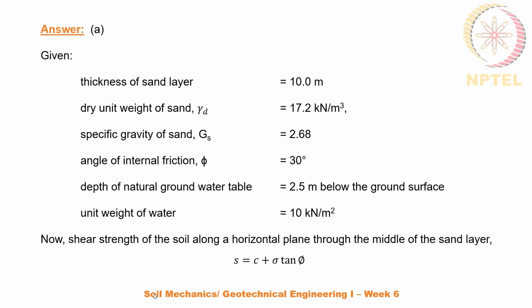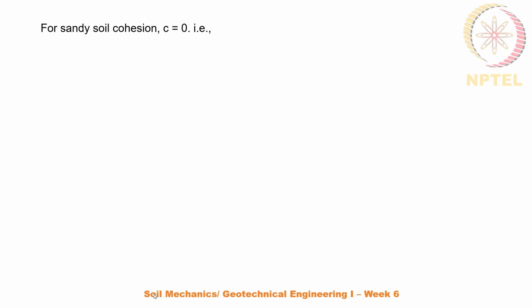So, considering the equation for shear strength as in the previous problems, we have S is equal to C plus sigma tan phi. Since this is sandy soil, cohesion C will be 0. We need to determine sigma. Phi is given as 30 degrees. So, for sandy soil, cohesion C is 0, and we have S is equal to sigma tan phi.